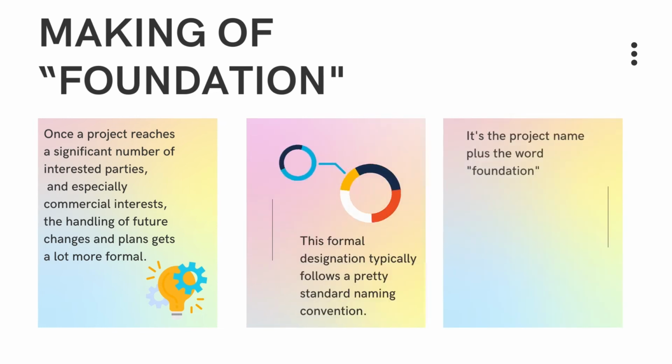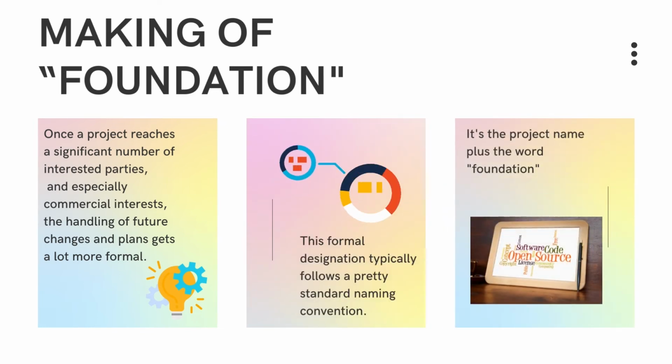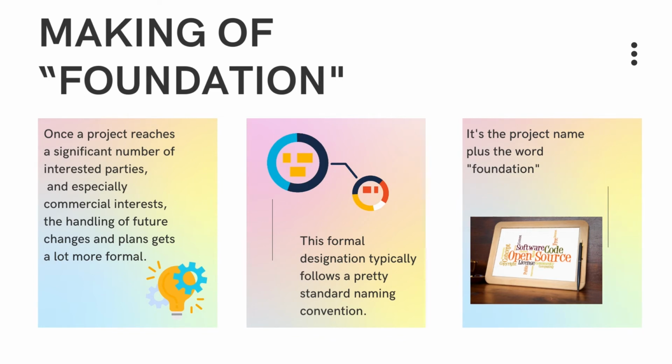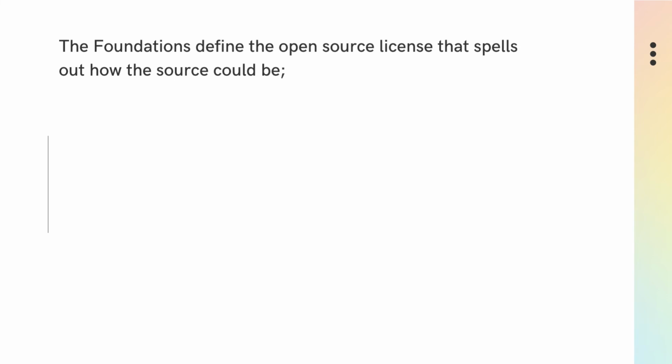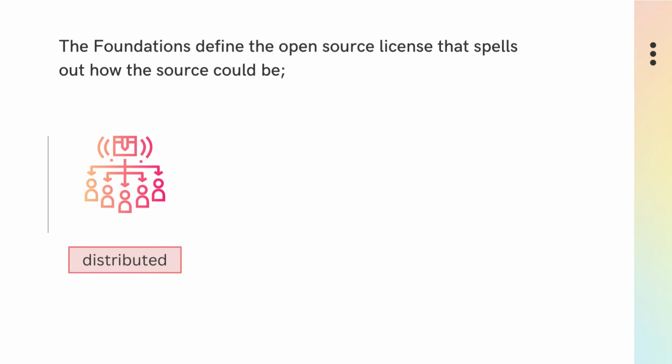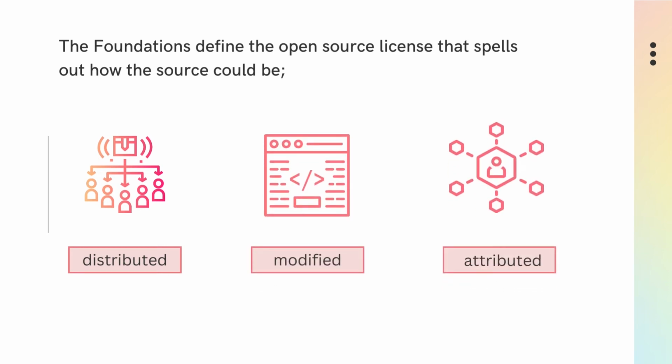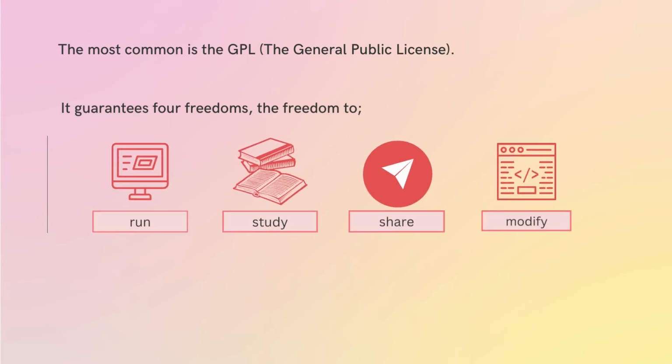This formal designation typically follows a pretty standard naming convention. It is the project name plus the word foundation. Think of Apache Foundation, Linux Foundation, Eclipse Foundation, you get the idea, right? Okay, this brings us to a final element, the open source license. The open source license spells out how the source code is to be distributed, modified, and other stuff like attribution. The most common is the GPL, that is the General Public License. It guarantees four freedoms: the freedom to run, study, share, and modify. This includes commercial for profit users too.